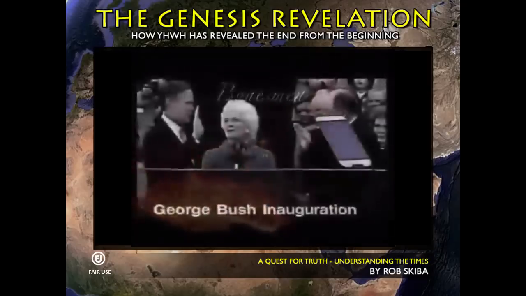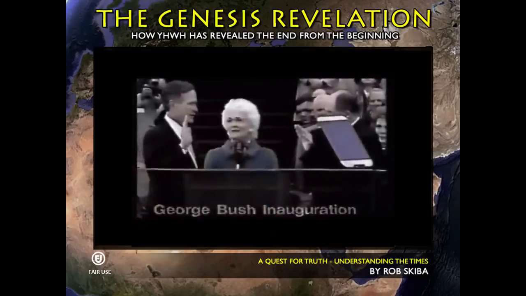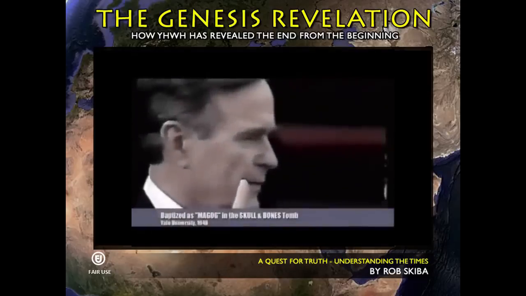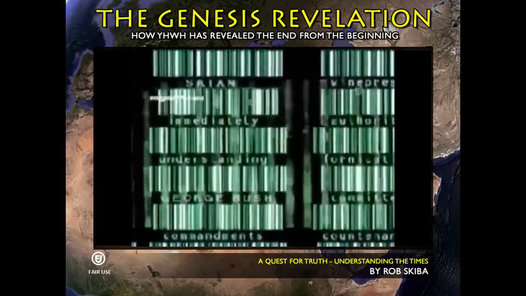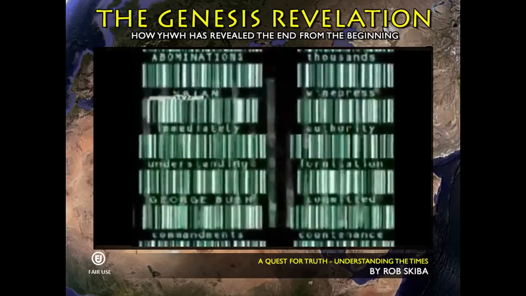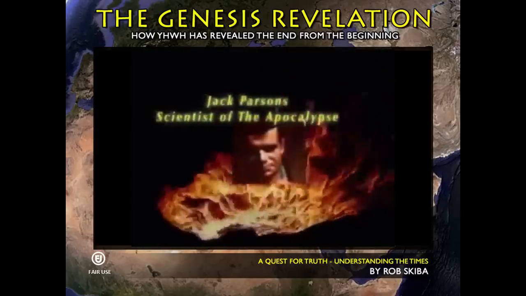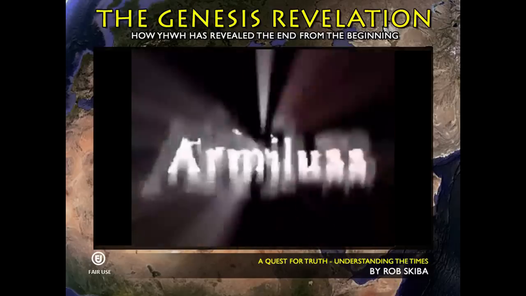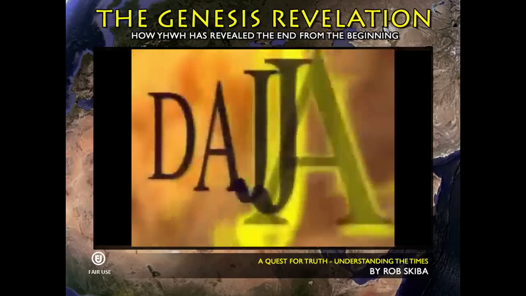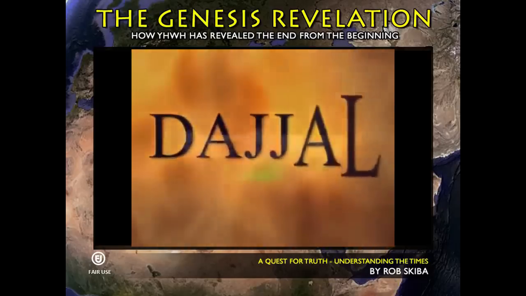1948 saw George Bush Sr. baptized in the name of Magog, the spirit who would lead the army of demons against Christ at the apocalypse of Armageddon. That same year, Jack Parsons baptized himself as Belerion Armilas al-Dajjal, the Antichrist.